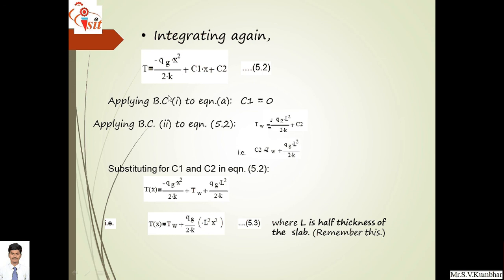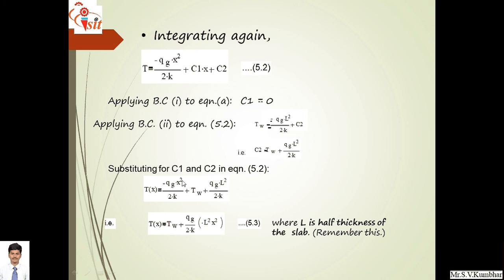Now applying the first boundary condition, we will get the c1 value as 0. Applying the second boundary condition, we will get the c2 value as, C2 is equal to Tw plus qg L square upon 2k. Now substitute c1 and c2 back in the equation. We will get Tx, that is the temperature at any distance x, is equal to, the first term will remain as it is, minus qg x square upon 2k. As c1 is 0, this term will be 0. Directly we will write the value of c2 as Tw plus qg L square upon 2k.